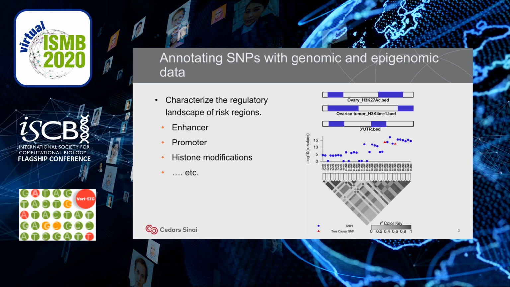During the past decade, the ENCODE project and other databases have collected genomic and epigenomic data. These enable us to annotate the SNPs and characterize regulatory landscapes of the risk regions. In this presentation today, I will mainly discuss two parts. First, how do we identify significant functional annotations for ovarian cancer? And second, how do we apply a probabilistic model to prioritize causal SNPs?